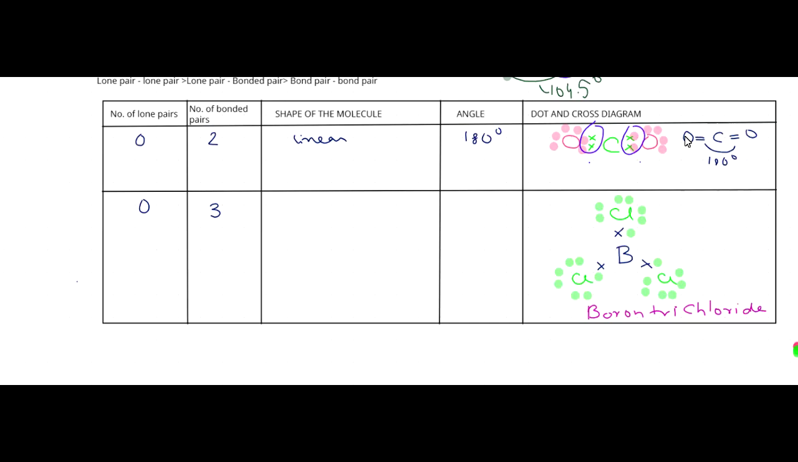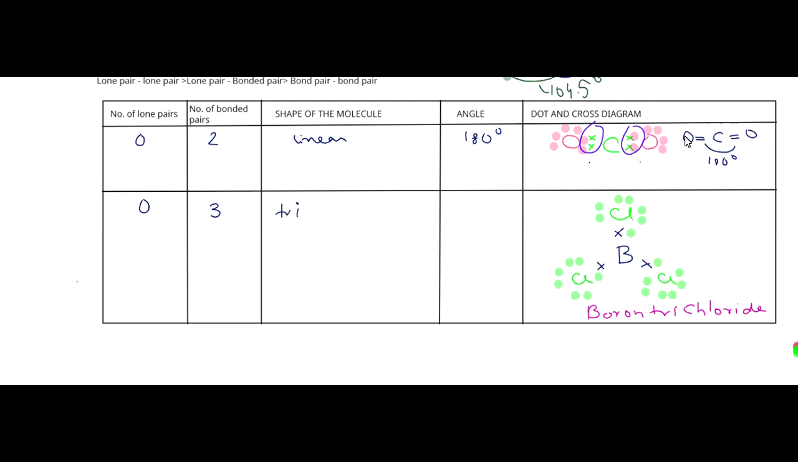Miss, sometimes it can also be greater than 8, right? Yes, sometimes it can be greater than 8, and sometimes it can be less than 8 as well. So this shape is known as trigonal planar.